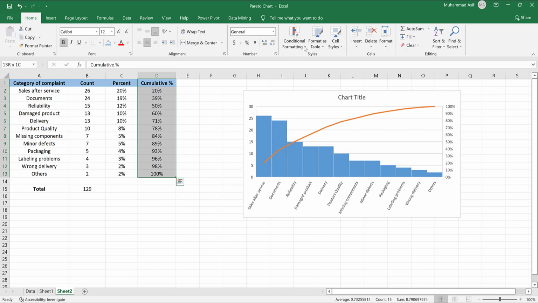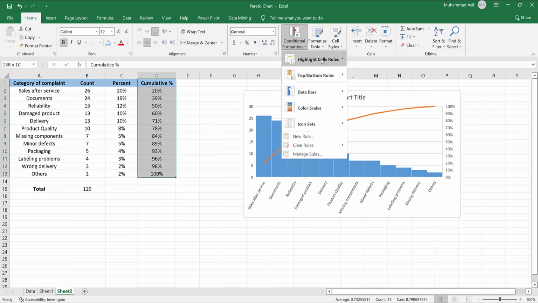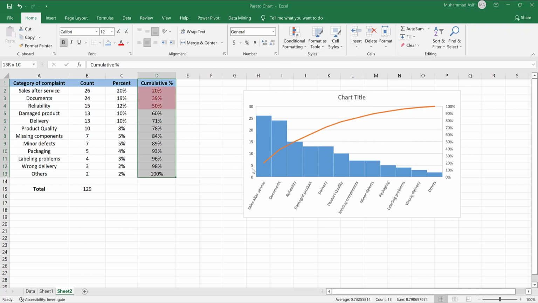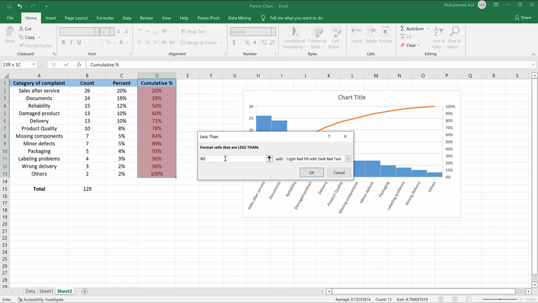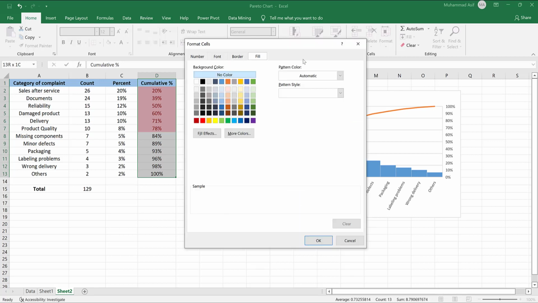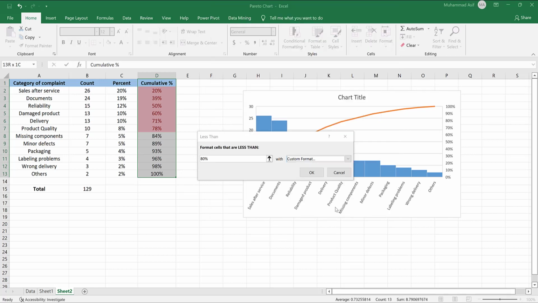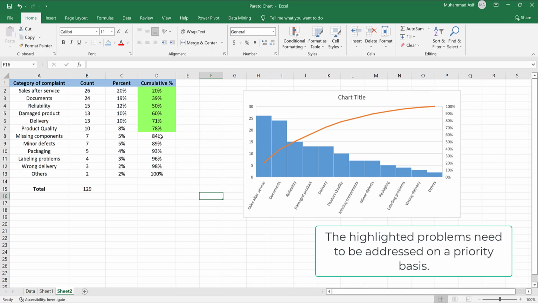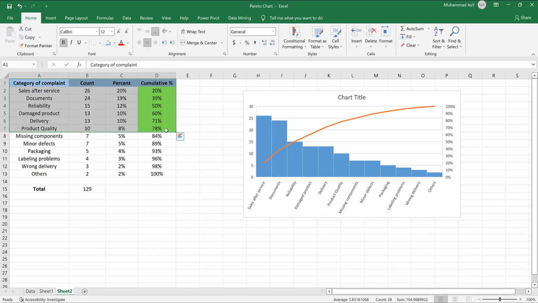We can also provide here conditional formatting, whereby we can say that those cells that contain up to 80%, we want to make them green. So that's all about a plateau chart. And it also means that the interpretation is that management should focus on these problems on a priority basis.